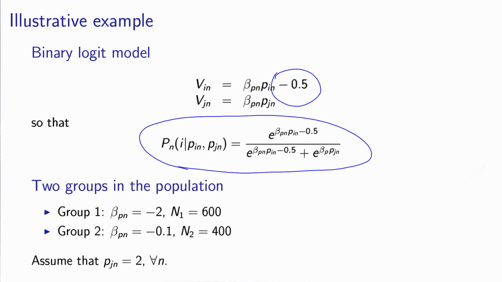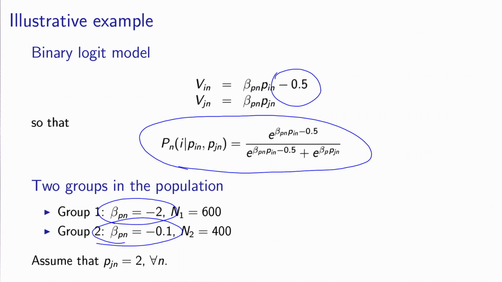Now we will make the following assumptions in terms of behavior. We assume that there are two groups in the population. Group 1 is highly price sensitive. So the beta parameter for this group is -2. It means that increasing the price a little bit will decrease significantly the utility. The second group has a lower price sensitivity, -0.1. And for the sake of the example, we will assume that Group 1 is composed of 600 people, and Group 2 is composed of 400 people.